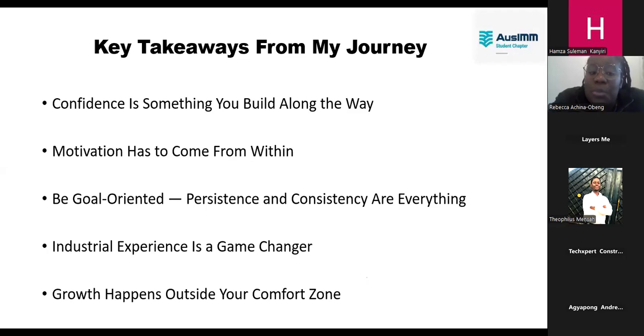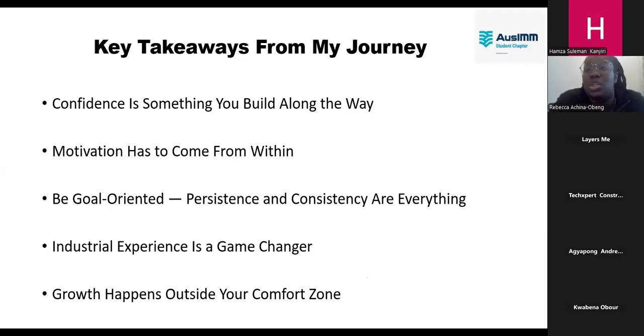So industrial experience is very, very important, be it workshops, internships, or what have you, national service, any way, anyhow. Even if you have to volunteer to be there to learn one or two things, it's going to go a long way in enriching your CV and your career progression. It also gives you direction, clarity, and a smoother transition into your career.